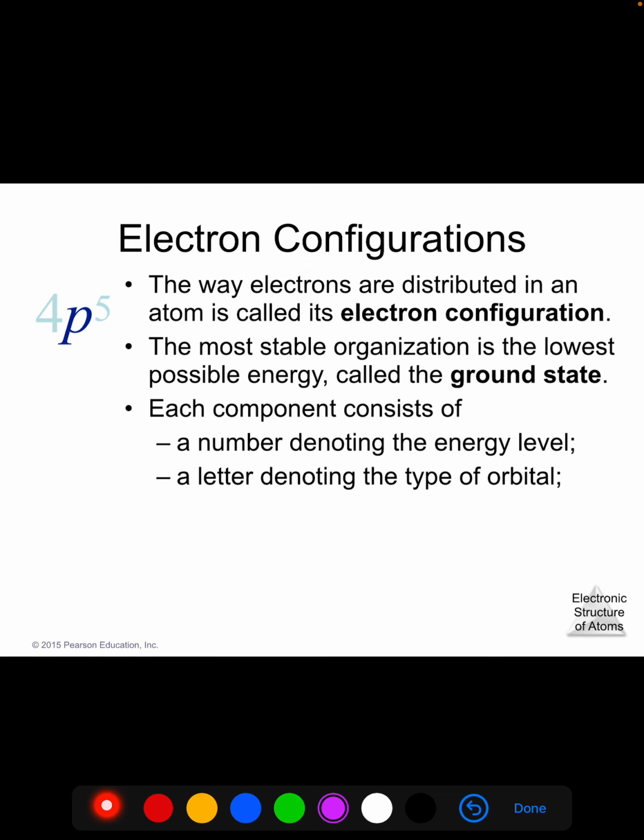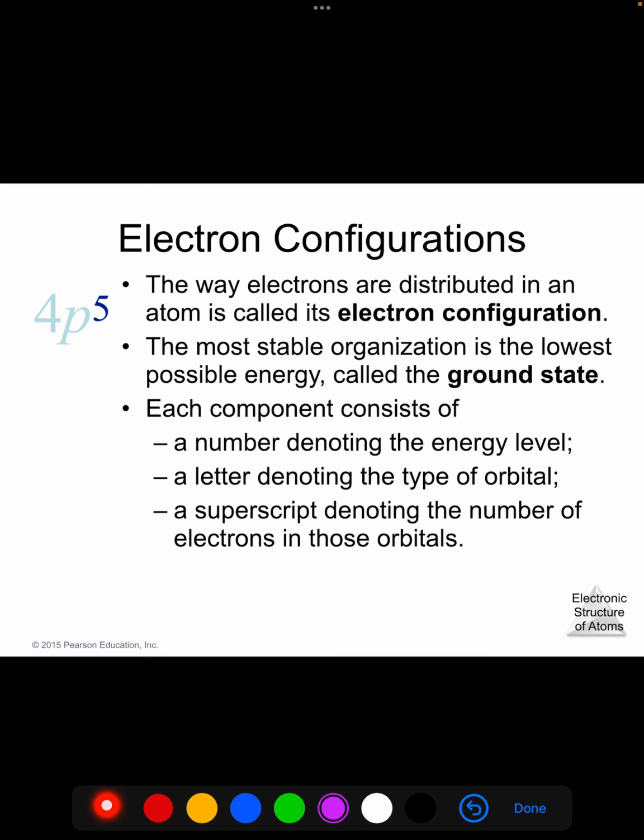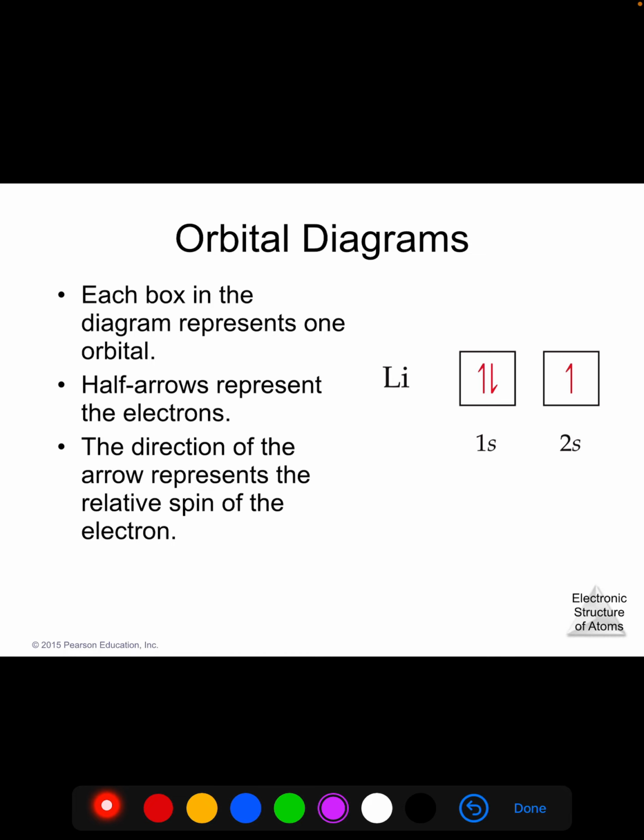It's a number that tells you the energy level. Then a letter that tells you the type of orbital, S, P, D, or F. And then a superscript that denotes the number of electrons. If you add up all the superscripts, you will get the atomic number, the number of electrons for that element, which should correspond to the number of protons. For example, lithium, element number 3.